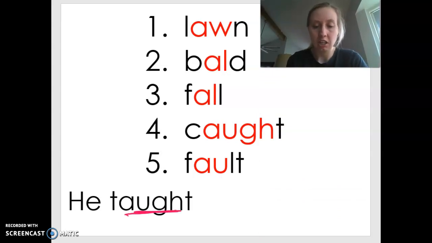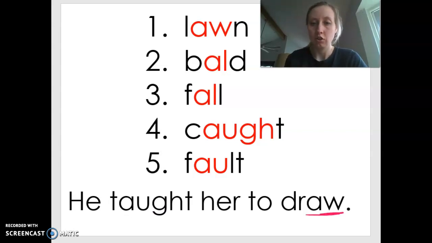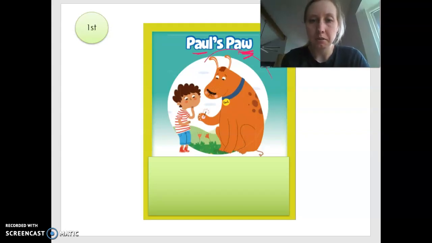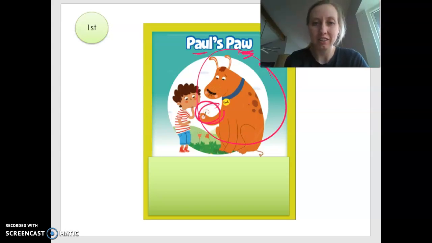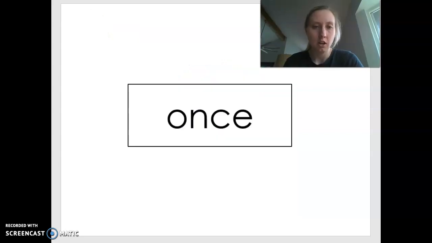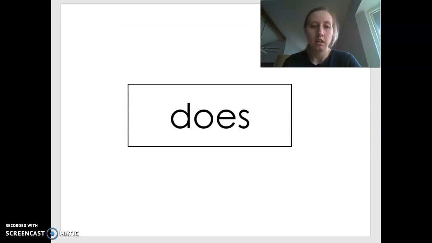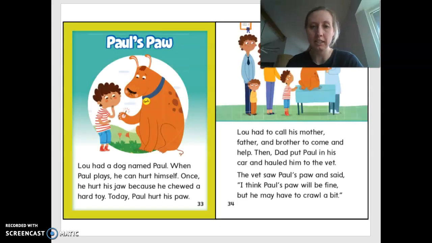Okay, let's read a sentence. Remember this is: he taught her to draw. Okay, let's read a story. So this says Paul's paw. So this must be Paul, the dog, and look, it looks like his paw's hurt. Okay, here are some words we'll see: once, because, today, does, they, picture, could, friend. And here's the story. So once again, I'll be marking the sounds.